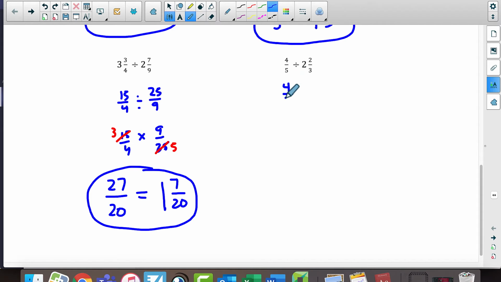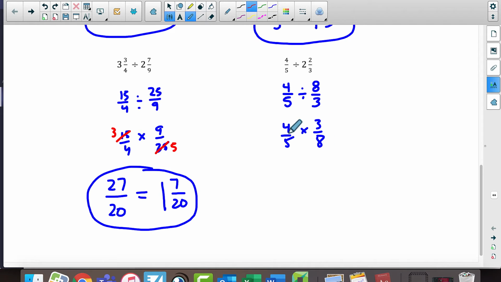Okay, the first fraction here is just a regular old fraction. That's fine. Keep it there. I'm going to keep the division sign because I'm going to rewrite this. 2 times 3 is 6, plus 2 is 8 over 3. Now we can turn it into a multiplication question. Keep the first one the same. Flip the second one, and you'll get 3 over 8.